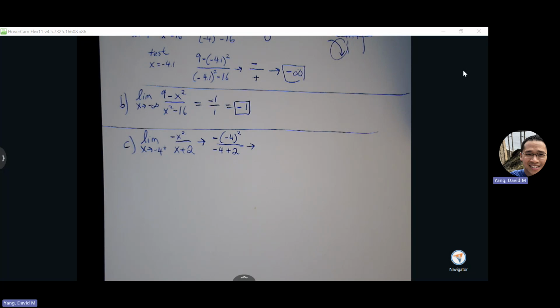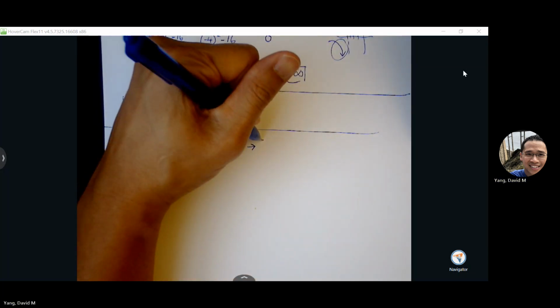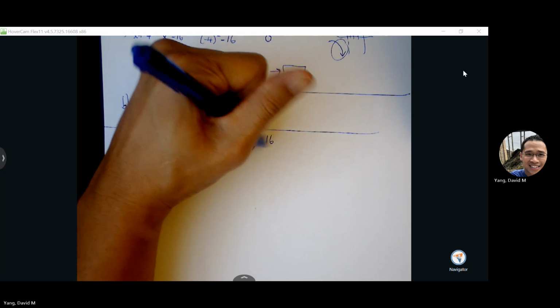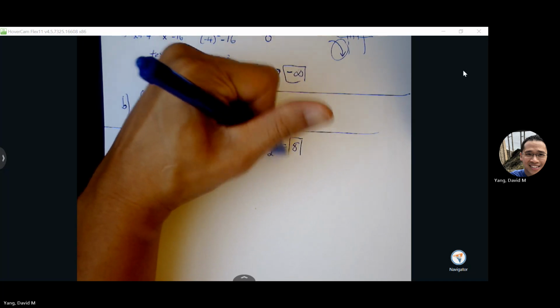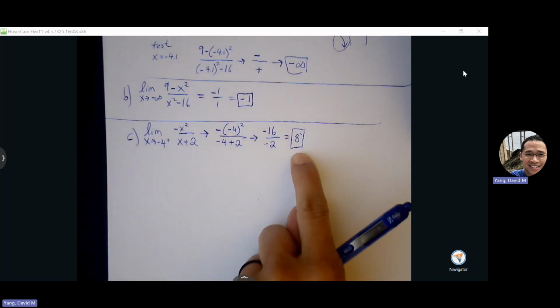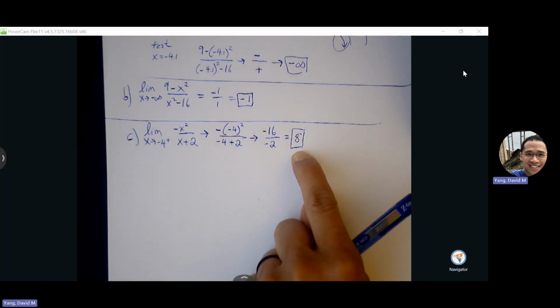Okay, what do we get? We got a real number, so there's nothing more to do, right? There's no hole, there's no asymptote, the graph is continuous, the limit is just direct substitution.